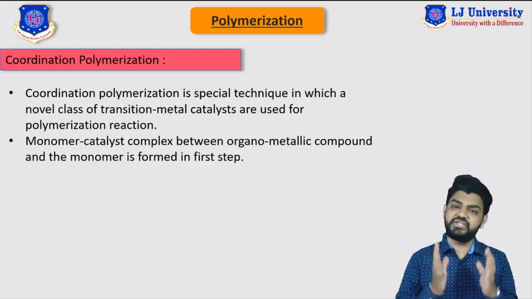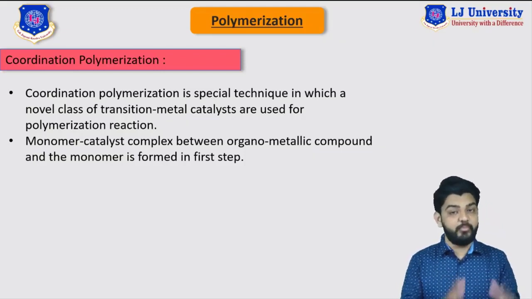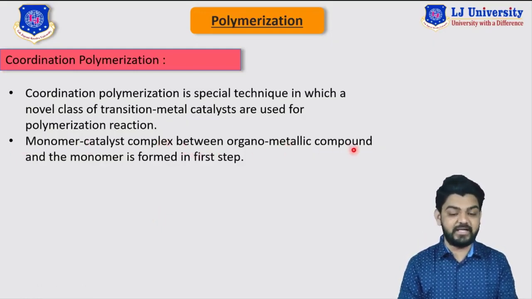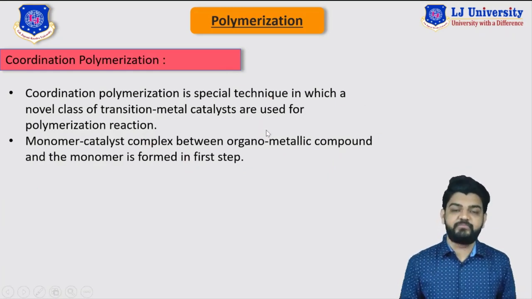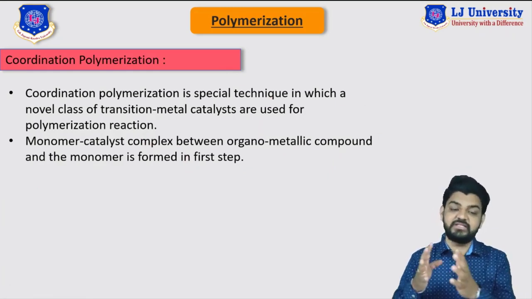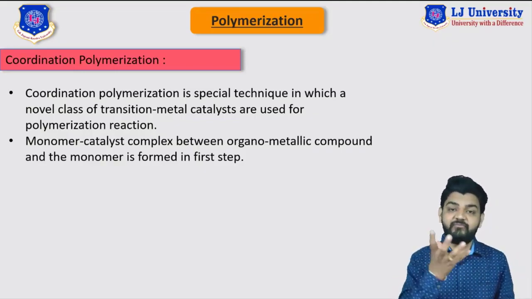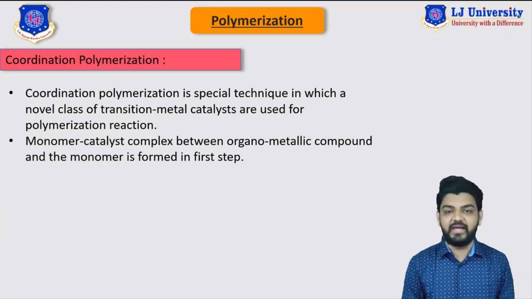Basically, these transition metal catalysts are a complex combination of monomer and catalyst. You can see on the screen that this monomer-catalyst complex between an organometallic compound and the monomer is formed in the first step. This novel catalyst carries two components: one is the metallic component and the other is our monomer. When both combine together, they form a special kind of catalyst, which is used for the polymerization process. This process is named coordination polymerization.